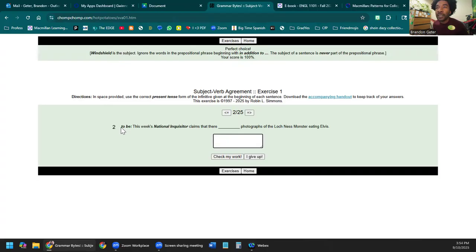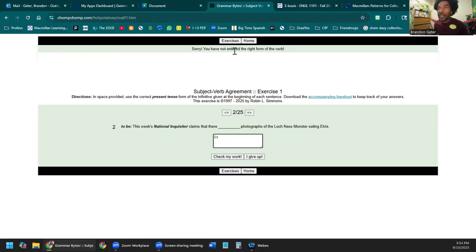This one is to be. Conjugating to be is I am, you are, he, she, it is, we are, they are. So this week's National Inquisitor claims that there are photographs of the Loch Ness Monster eating Elvis. So I'm going to put "is" here just to get it wrong, see what happens.